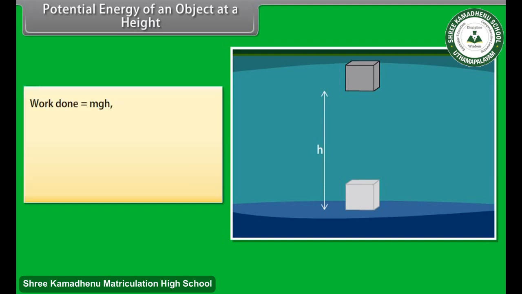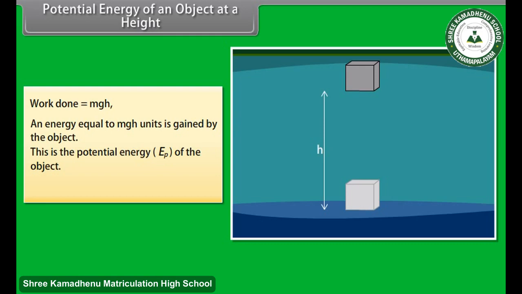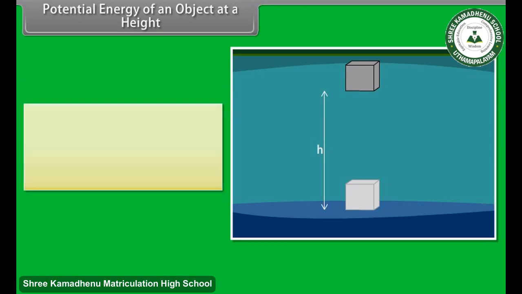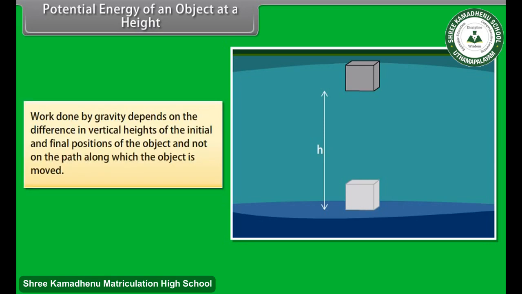Since work done on the object is equal to mgh, an energy equal to mgh units is gained by the object. This is the potential energy of the object. Also, the work done by gravity depends on the difference in vertical heights of the initial and final positions of the object and not on the path along which the object is moved.